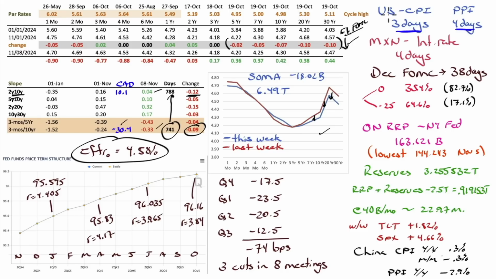So any weakness on TLT here, I'm probably going to add to that position because I am more convinced now that TLT, or duration I should say, TLT is just a vehicle in which to get duration exposure, but duration I think is going to be a great performer over the next year, more so than the market has priced in right now. For the peso, we get an interest rate decision in 4 days.